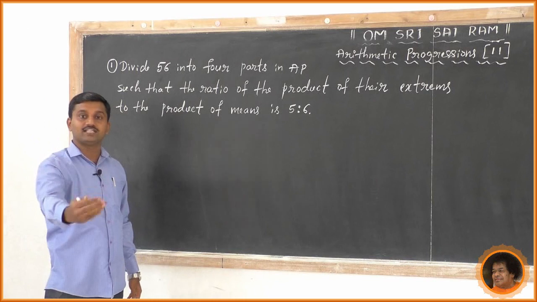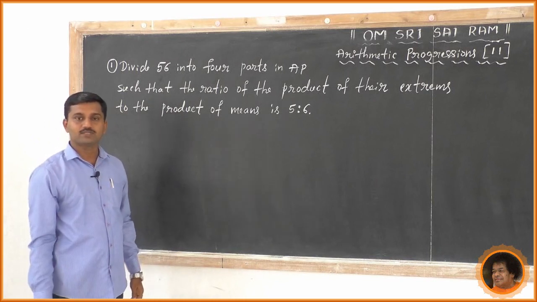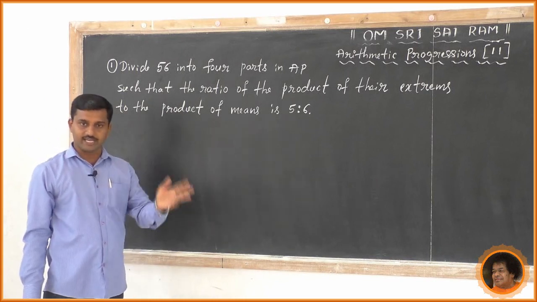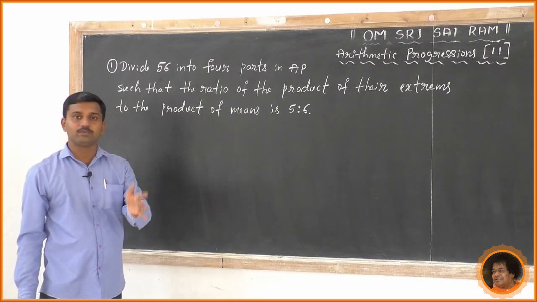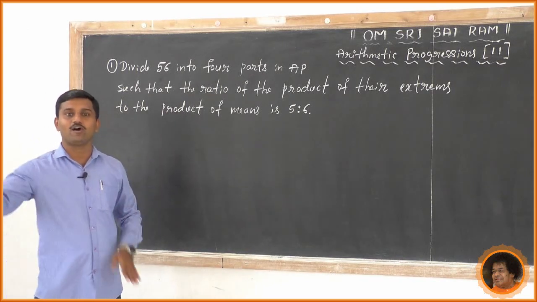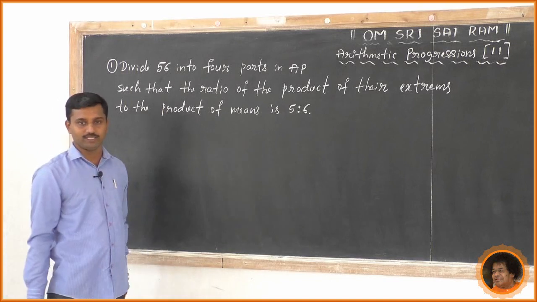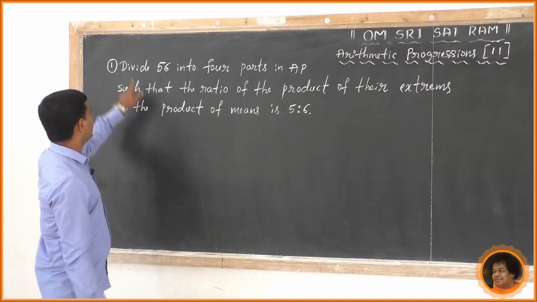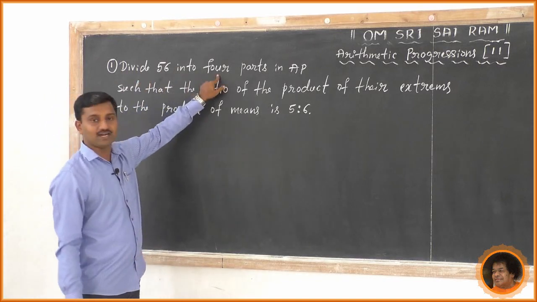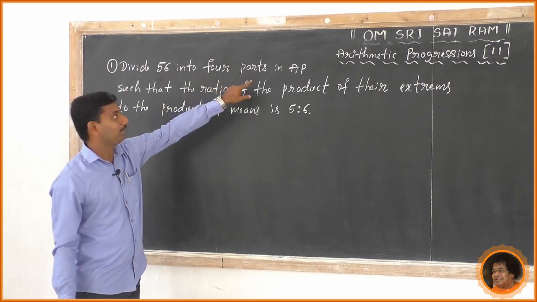Just recall the general form of the AP. General form of the AP: a, a plus d, a plus 2d, a plus 3d, and so on. So this is the general form of an AP. But what is the question given? Divide 56 into 4 parts which are in AP.